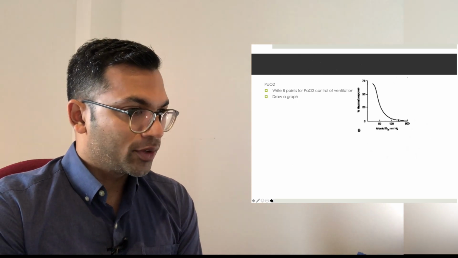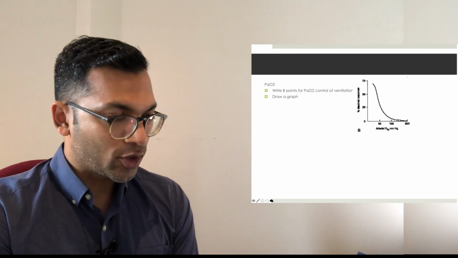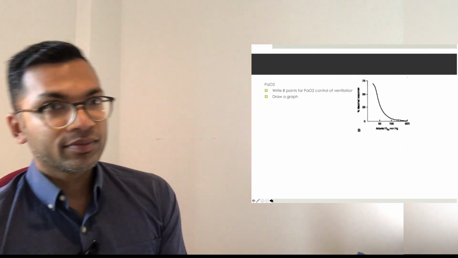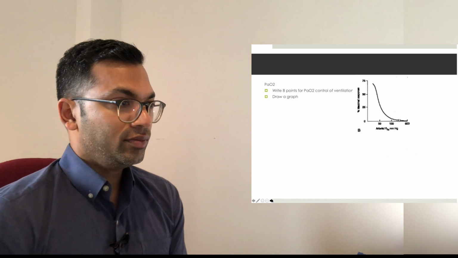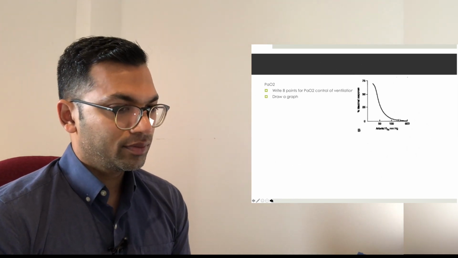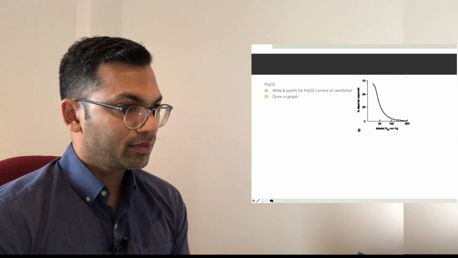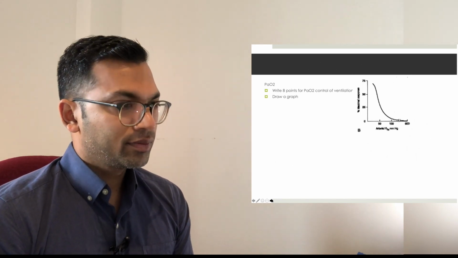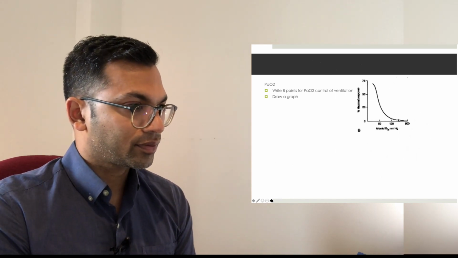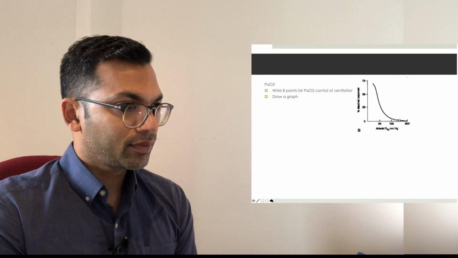And Meg's already drawn this graph, but Catherine, can you just describe this graph for me again? So yeah, this is our minute ventilation versus arterial PaO2 graph. Basically it shows you have very little response to PaO2 until about 60 millimeters of mercury, and then it rapidly increases your ventilation response below that.